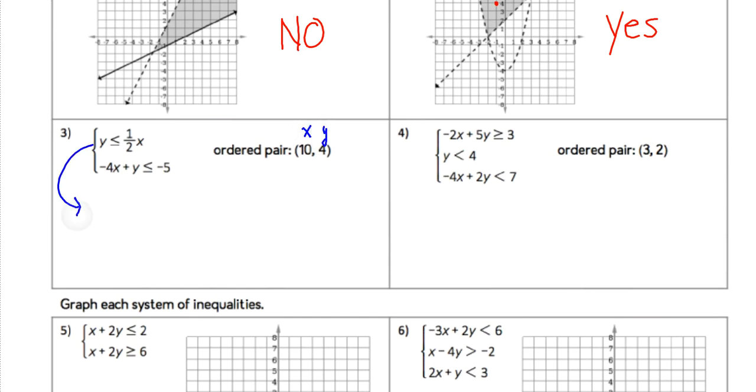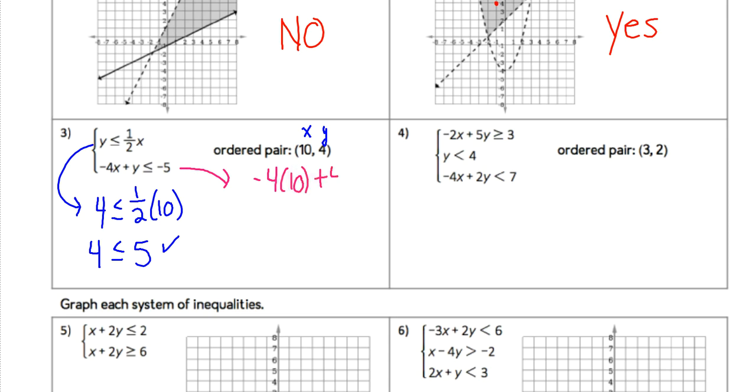So for the first one, I can say that 4 is less than or equal to 1/2 of 10. And I can see that 4 is indeed less than or equal to 5. So that one works. Let's check the other one. Our second inequality that I'm going to check is -4 times the x value plus the y value, and we're going to see if that is indeed less than or equal to -5.